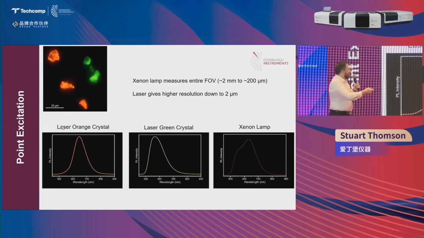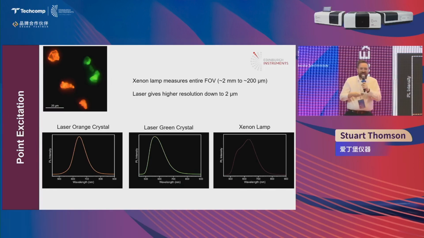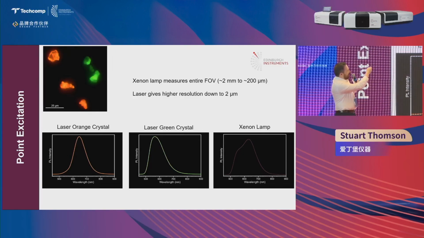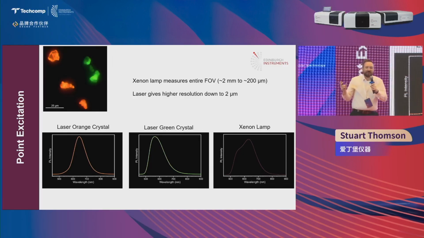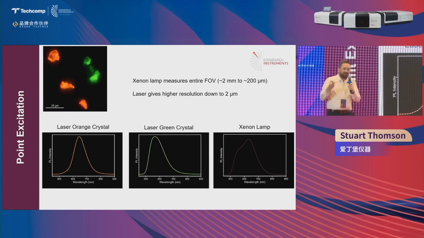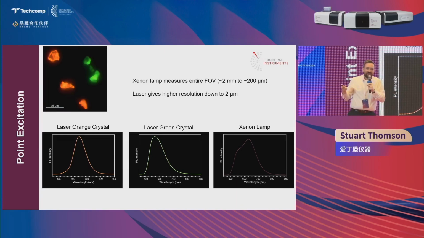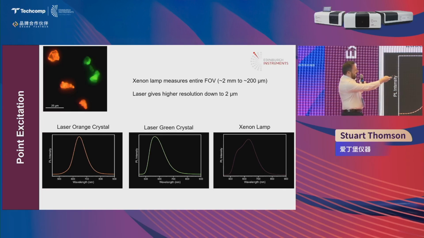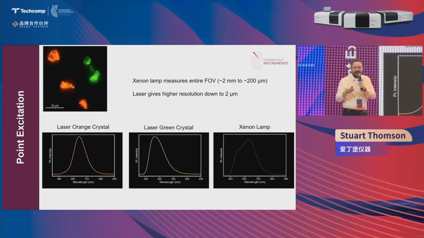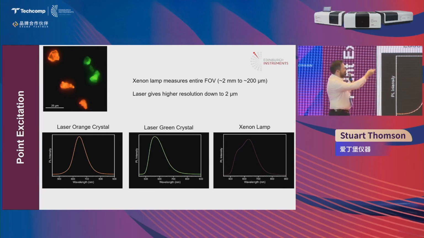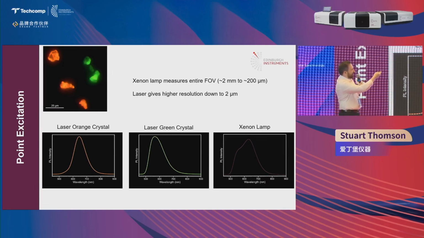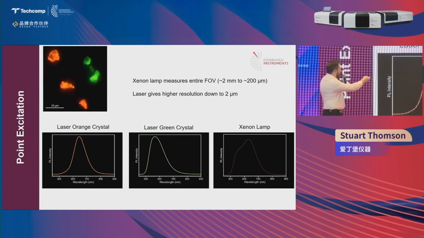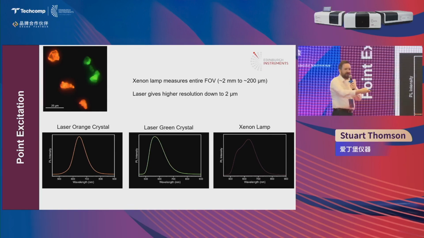And this is just to illustrate the difference between using the xenon excitation and using the laser excitation. If you use the xenon lamp to excite, the spot size is typically 200 microns to 2 millimeters in size, and you would excite the entire field of view, and you would get the combination of the two particles. If we excite using the laser sources, we can get spot sizes down to 2 microns, and therefore we can target each particle individually.